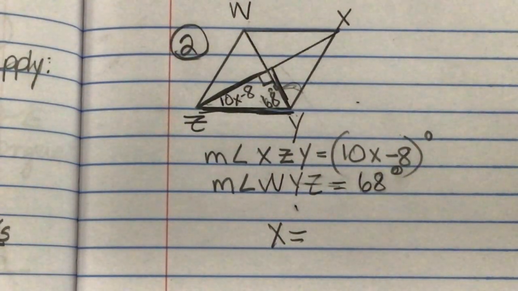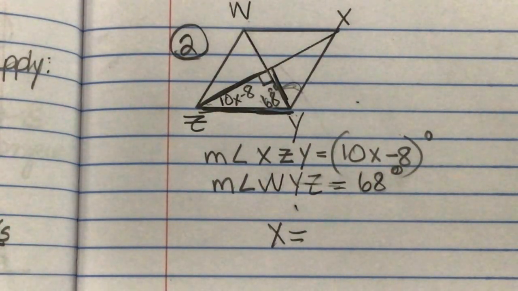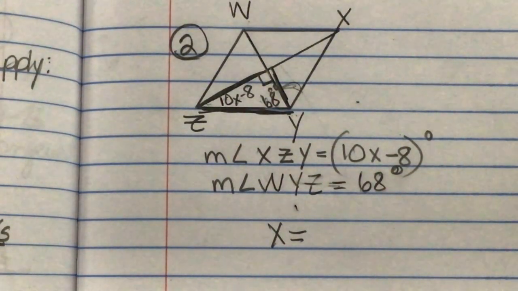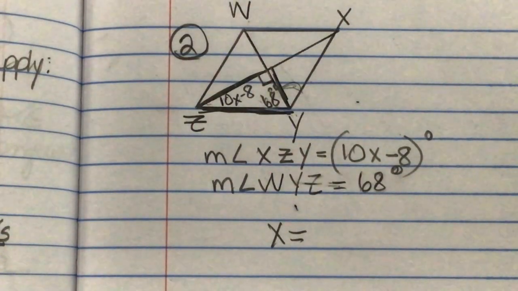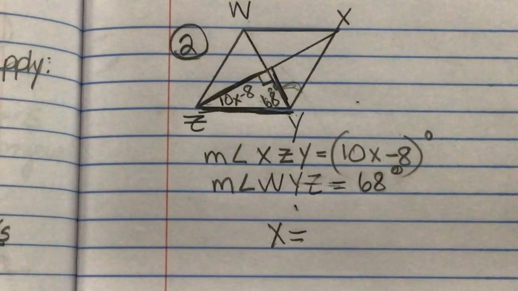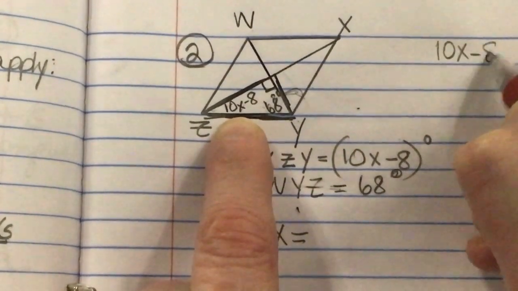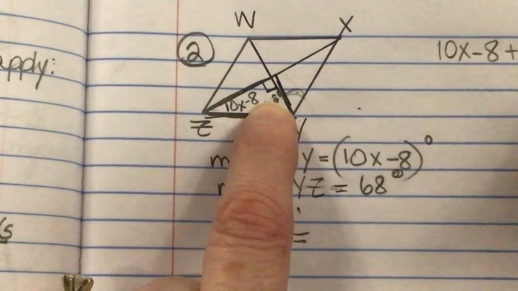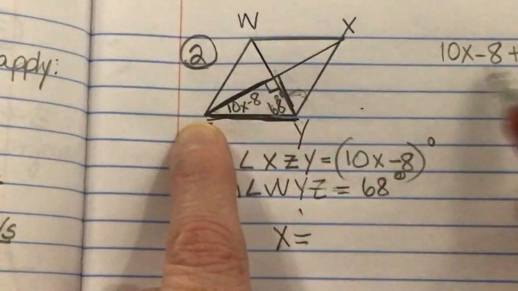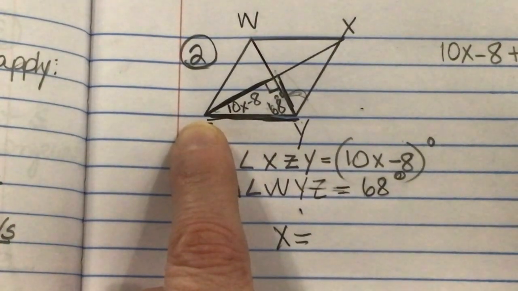Now we're doing degrees. We're not doing sides, so it's not the Pythagorean theorem, right? It's angles of a triangle. What do we know about the angles of a triangle? They all three equal 180. There's a shortcut to that one, but I'm just going to write what you just said. So you're saying 10x minus 8 plus 68 plus 90 is 180 degrees. All three of them add up to 180.